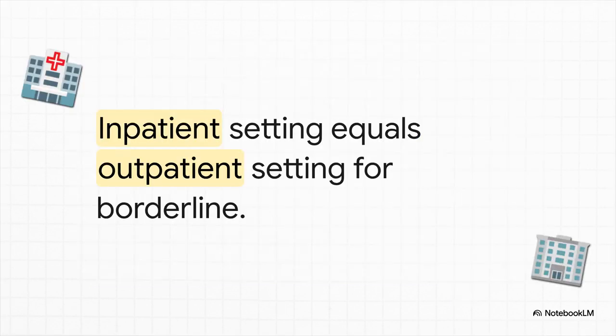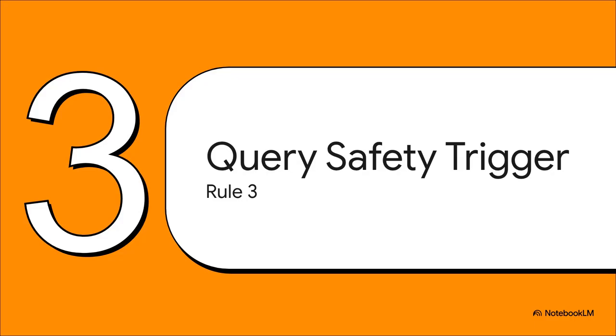Wow. What's just wonderfully simple about this rule is the workflow formula. Inpatient setting equals outpatient setting. Because borderline is treated as a confirmed fact, the rule applies universally across both care environments. Honestly, whether you're coding a massive 3-week hospital inpatient admission or just a quick 15-minute outpatient clinic visit, if the provider writes borderline, you follow the exact same borderline rules, the whole shebang. You don't have to change your logic based on the physical building the patient happens to be sitting in. How great is that? All right, let's dive right into Rule 3, the query safety trigger.